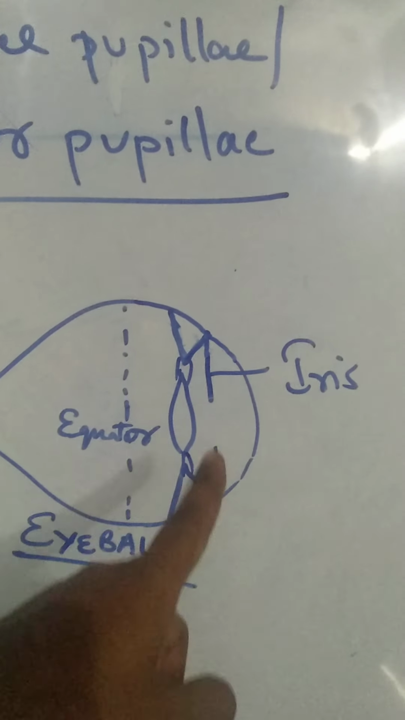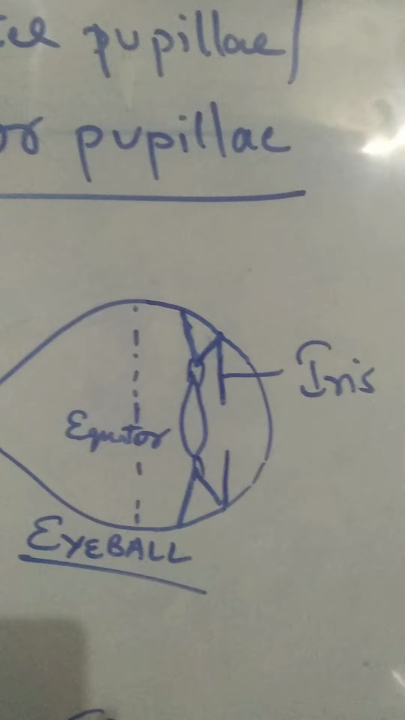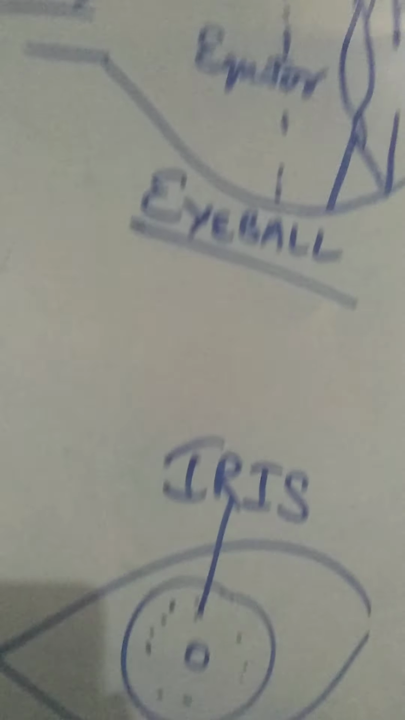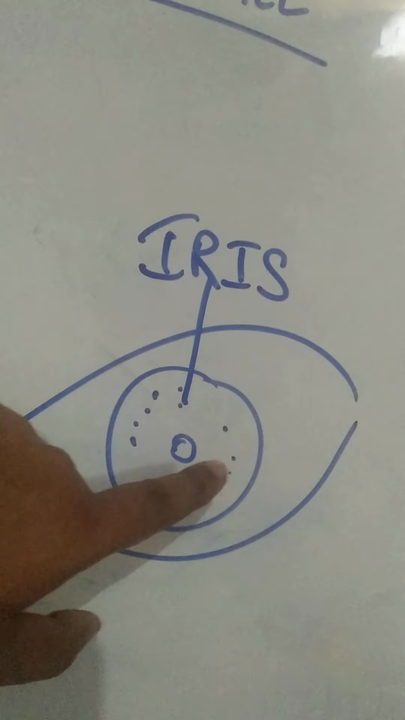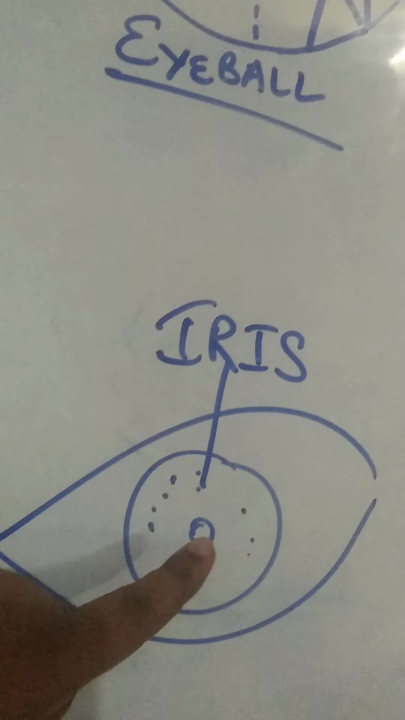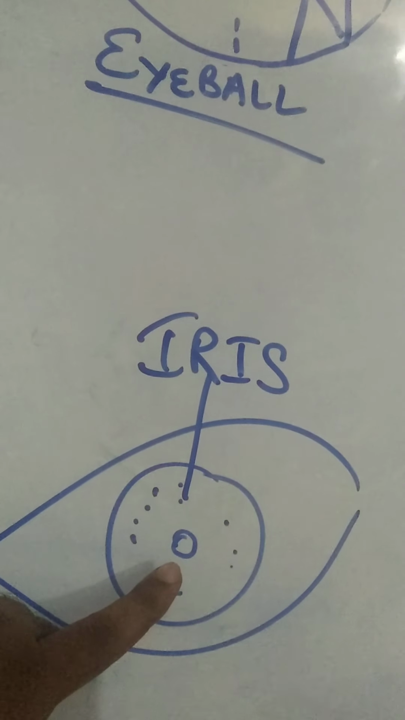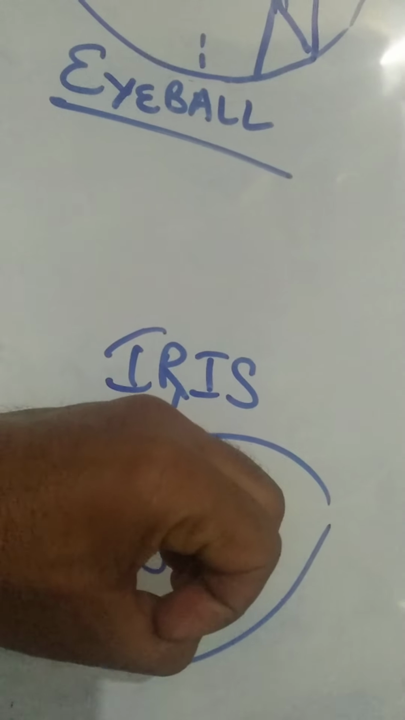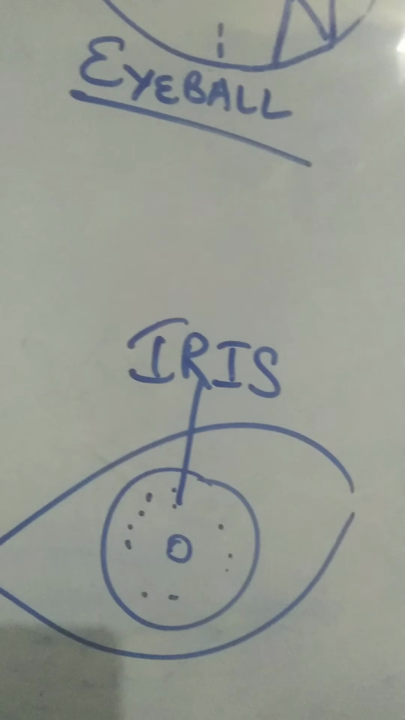There is one curtain in front of this lens hanging down from the ciliary body. That curtain is called the iris or the iris diaphragm. When you see it from an anterior plane, this is how the iris appears. It is pigmented, with pigmented epithelial cells. It has an aperture in the center which is called the pupil, P-U-P-I-L. This aperture regulates the amount of light entering the eyeball. It can dilate or it can constrict.